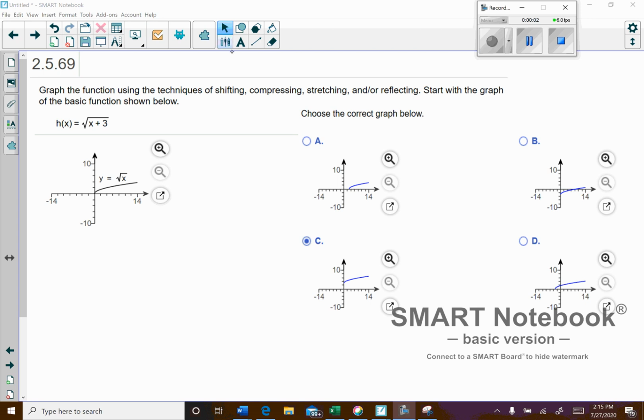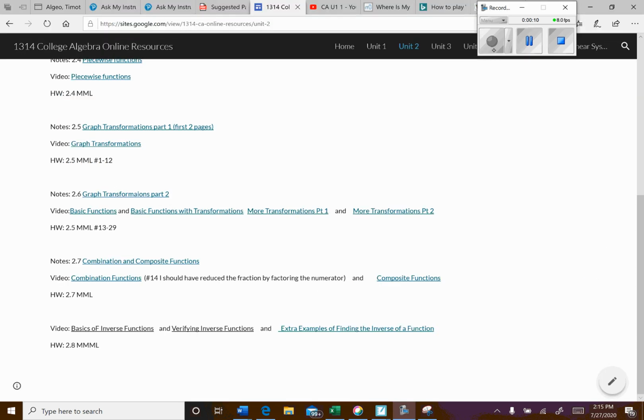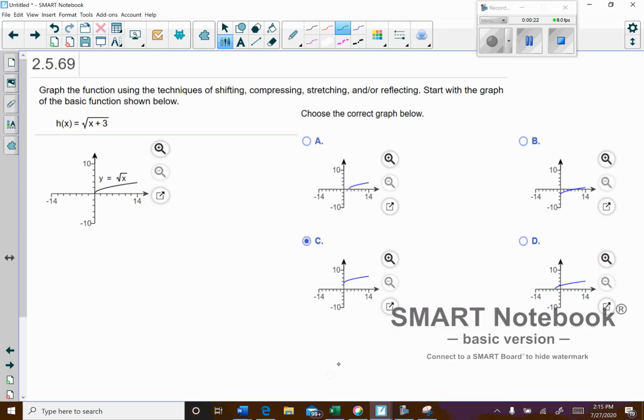Okay, so for each of these types, if you go on the website, let's see, where are we? Right here, the more transformations part one and two. I have lots of examples that should be fairly similar to what you're going to see in the homework. But let's go ahead and look at the ones that you sent me.